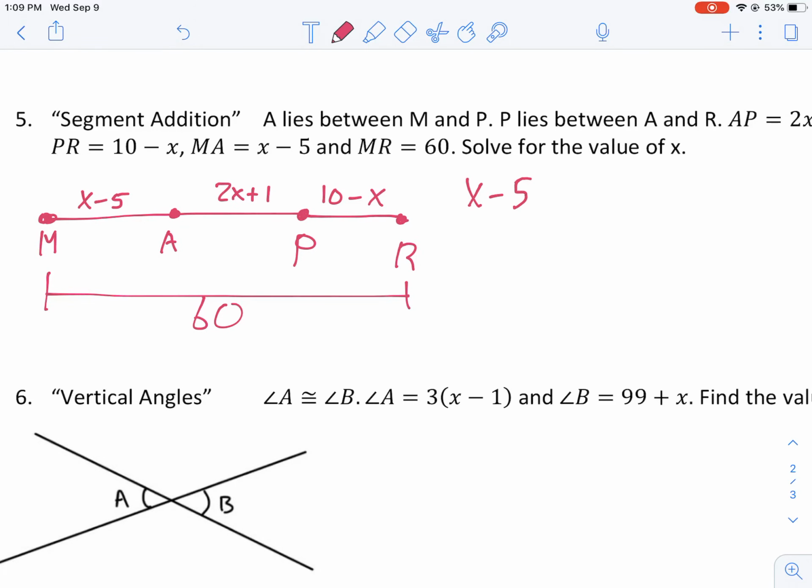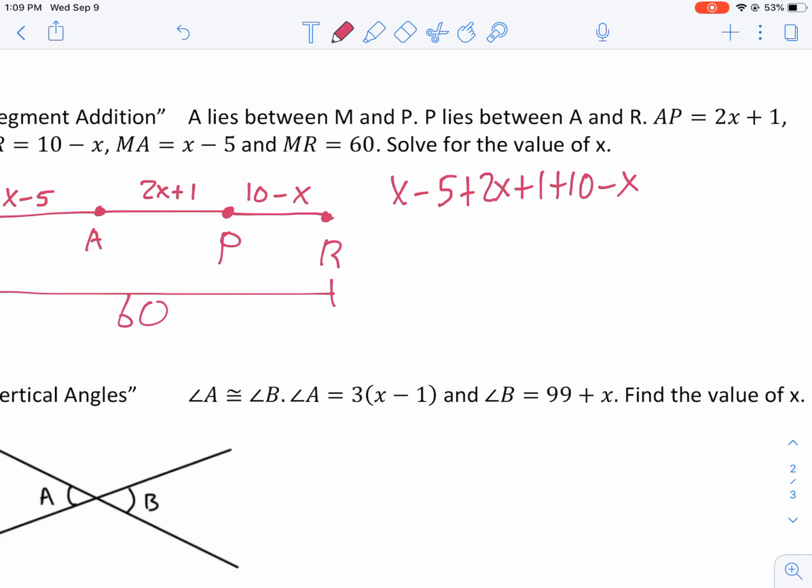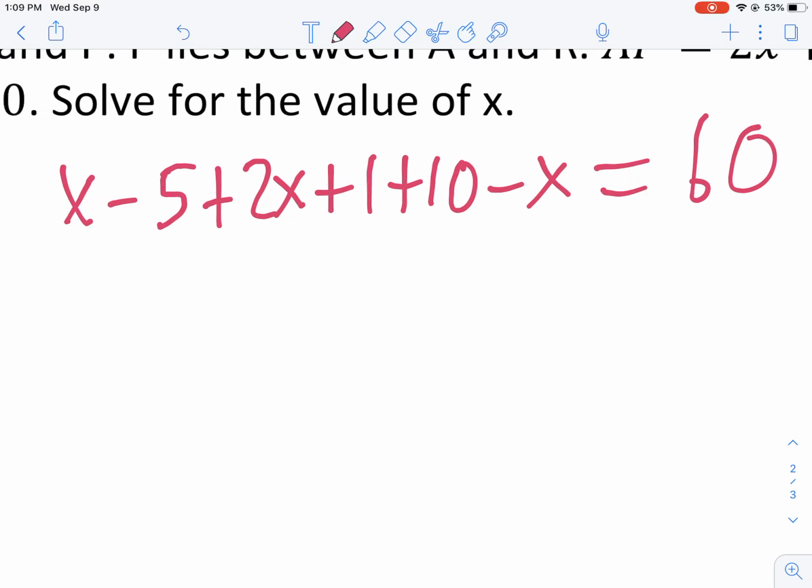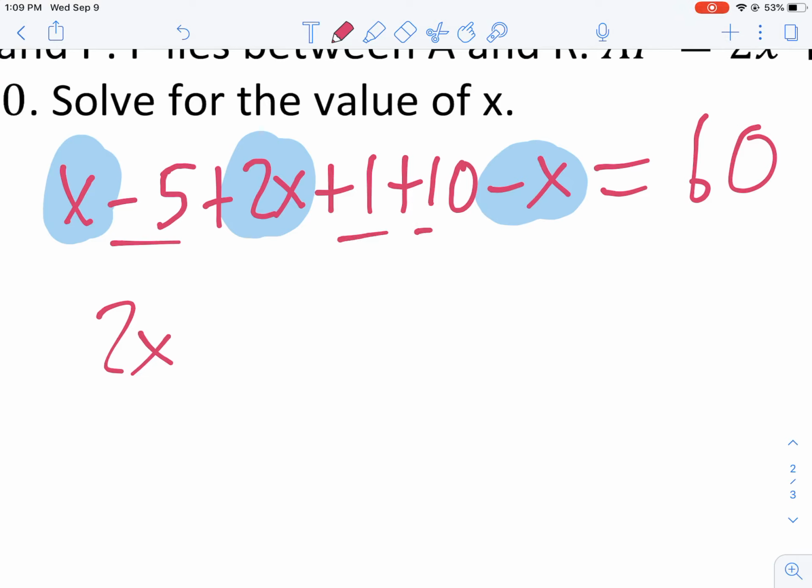We're going to do x minus 5 plus 2x plus 1 plus 10 minus x equals 60. We need to solve this. We have a lot of combining like terms to do. We have x plus 2x minus x, so 1 plus 2 is 3, minus 1 is back to 2, so we have 2x. Then we have -5 plus 1 plus 10. -5 plus 1 is -4, plus 10 is 6. So you got 2x plus 6 equals 60.